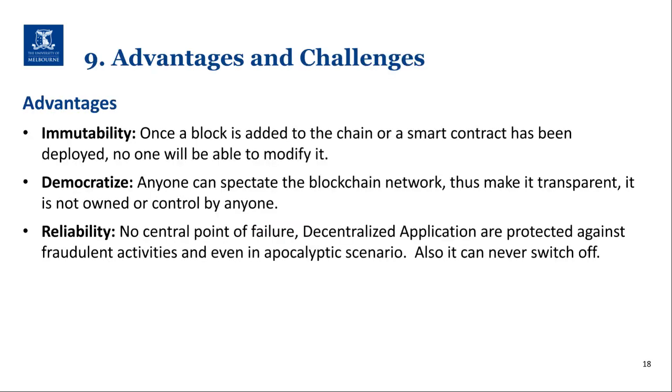Now I would like to discuss the advantages and challenges of our approach. First, the advantage is immutability. It literally means that once a block has been added to the chain or a smart contract has been deployed, no one will be able to modify it. Second is democratization. Anyone can spectate the blockchain network, thus making it transparent. It is not owned or controlled by anyone.